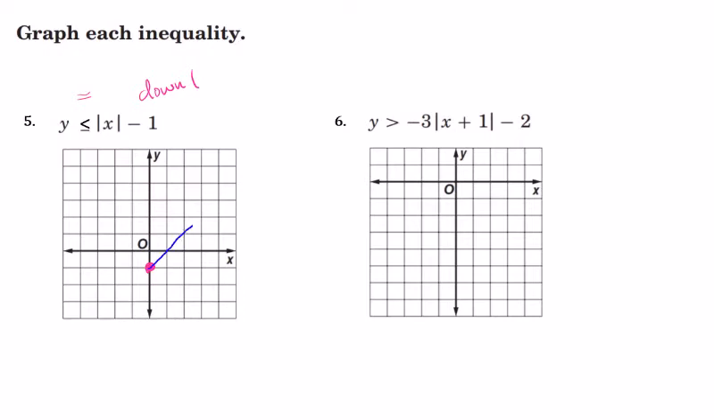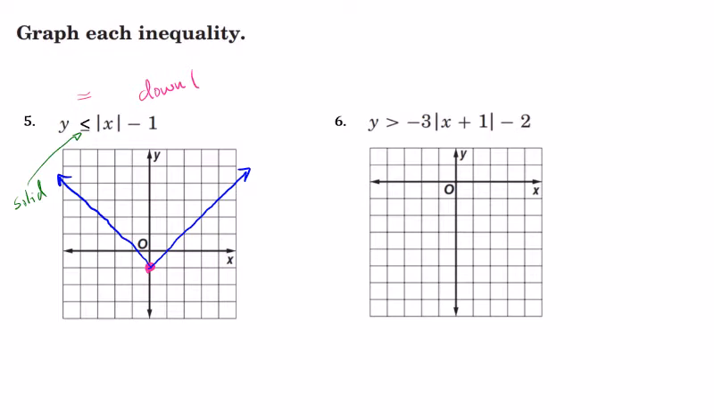So +1 slope and -1 slope. Okay, so that's it. That would be it if it were an equation, right? But now we have to figure out, is it dashed or solid, and is it above or below? So because of this right here, it's going to be solid, right? Okay, so solid. And so we'll keep it as is.